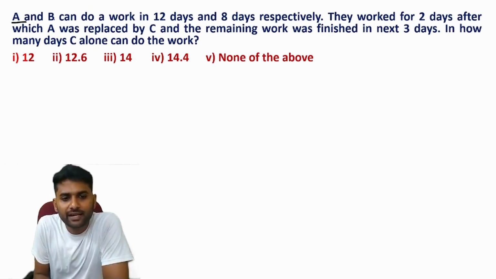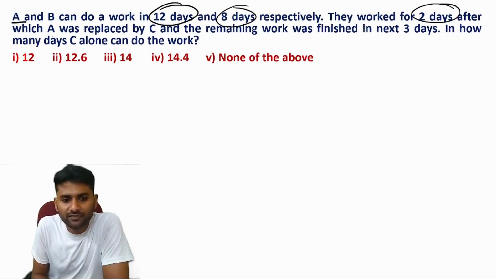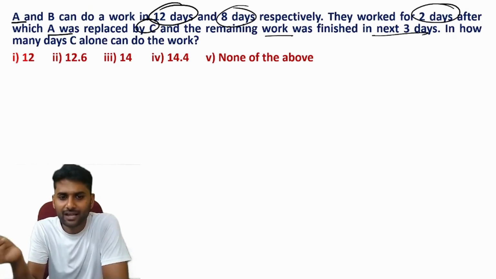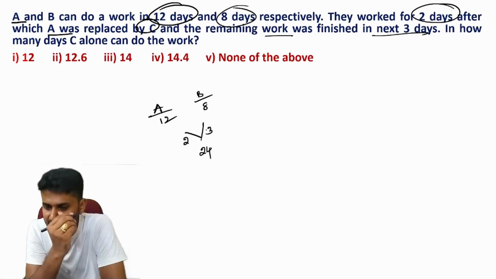Now see this question. A and B can complete the work in 12 days and 8 days respectively. They work for 2 days, after which A is replaced by C, and the remaining work will be finished in the next 3 days. In how many days can C alone do that work? A takes 12 days, B takes 8 days. The total work is 24 units, A efficiency 2 units, B efficiency is 3 units.